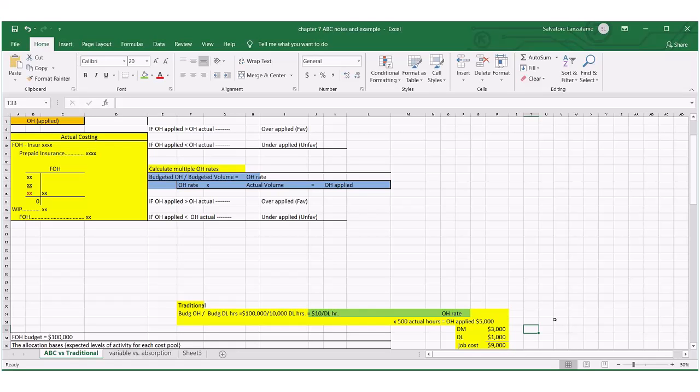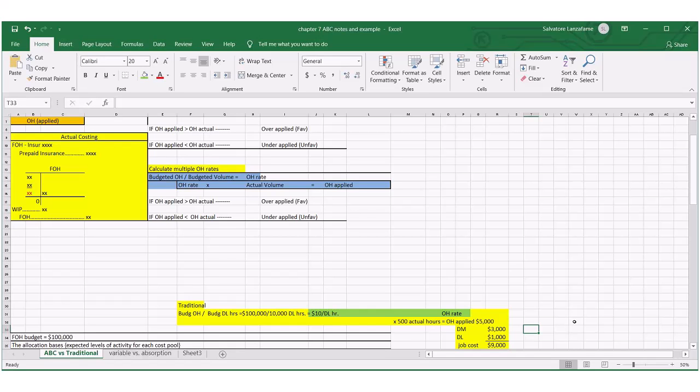But what if direct labor hours isn't the appropriate base or volume? What if direct labor cost is better? What if machine hours is better? What if all three should be applied to figure out your overhead? That's what ABC does. ABC takes into account multiple impacts.